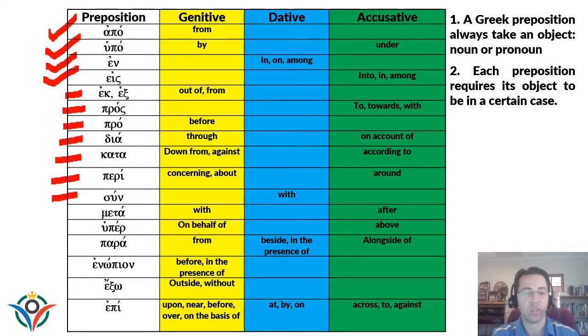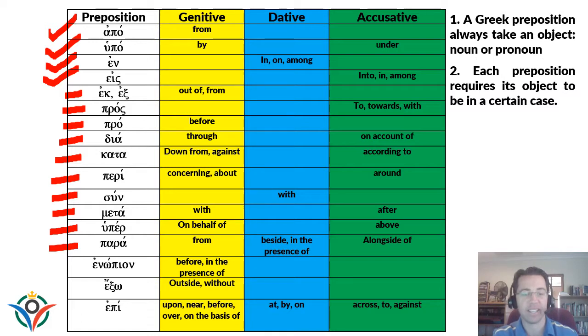Next we have sun, takes its object in the dative case and is translated as with. Next we have meta, and the genitive is with and the accusative is after. Then we have huper, in the genitive on behalf of, and accusative above. Then we have para.